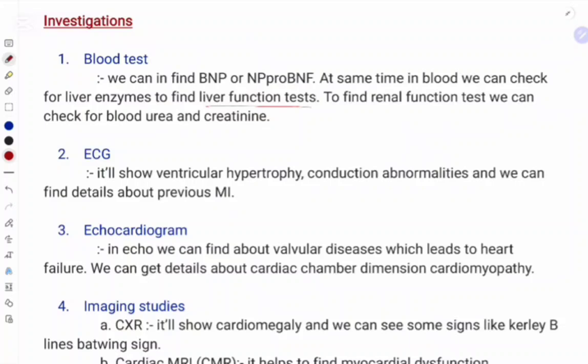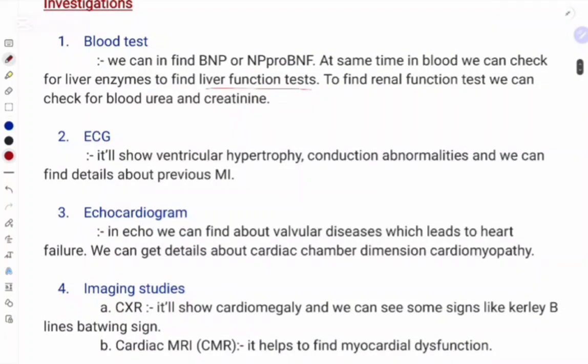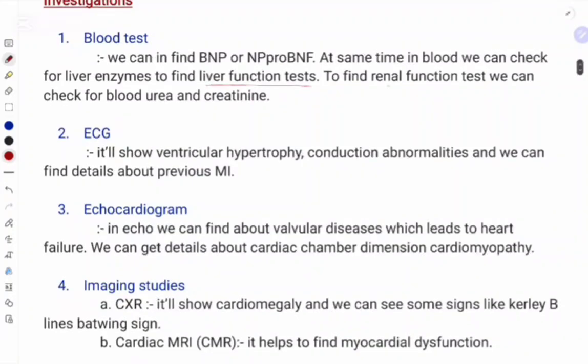At the same time, we can do the renal function test because heart failure can lead to reduced blood flow to the kidney, which can lead to pre-renal acute kidney injury. So it can lead to elevated blood urea nitrogen and creatinine in the blood. So that's why we are doing the renal function test in this case.